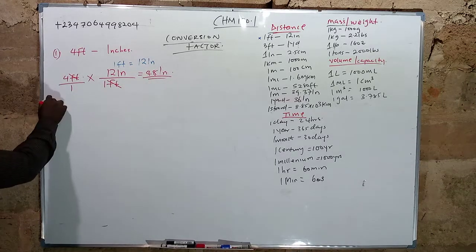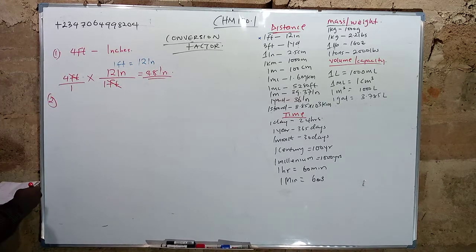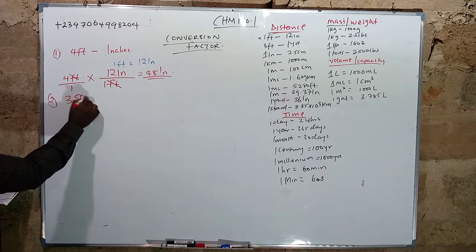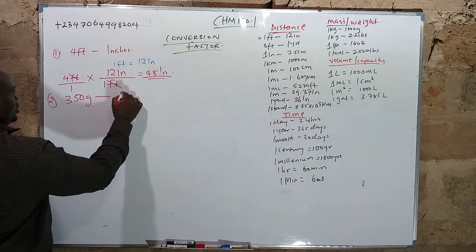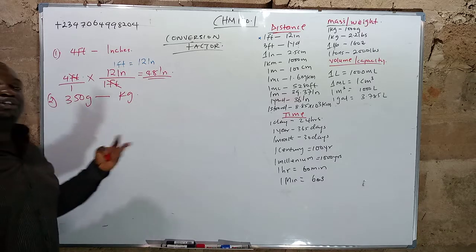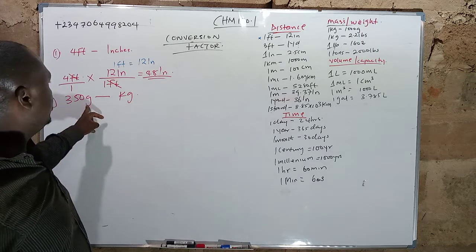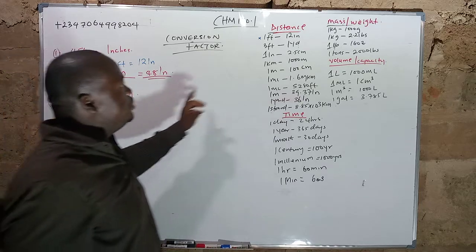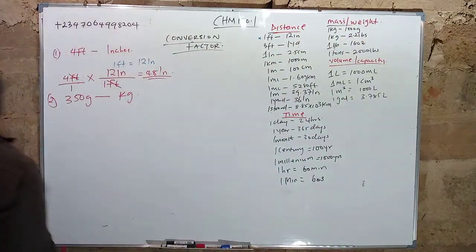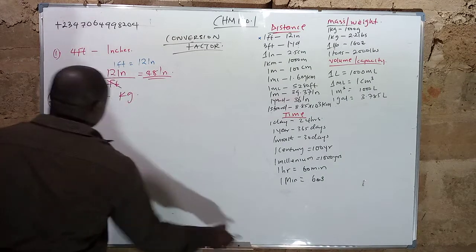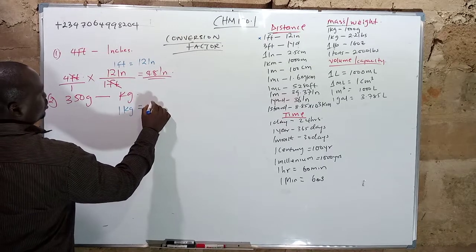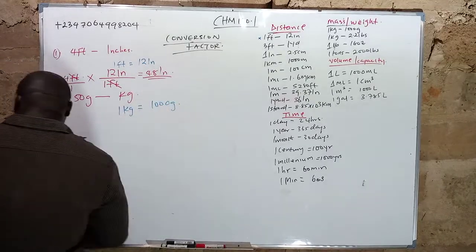Now, number 2. You have: convert 350 grams to kg. All you need to do is, once you know the conversion factor, you have solved everything. What is the conversion factor between gram and kilogram? If you come here, you see that 1 kg is equivalent to 1000 grams. So this is the conversion factor. Right, that's the conversion factor.